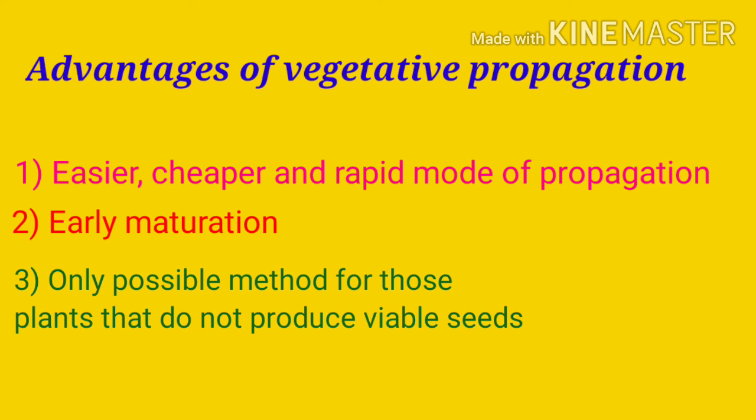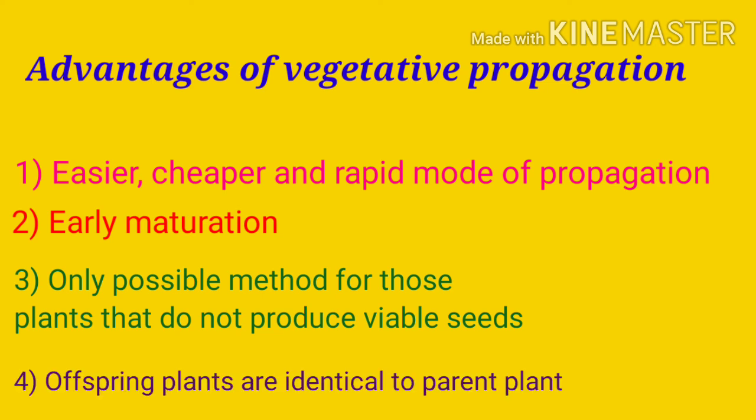The next advantage is parental features or characteristics of the parent plant are retained in the offspring plant. So the parent and offspring are identical in all the characters that they have. So these are the advantages of vegetative propagation.